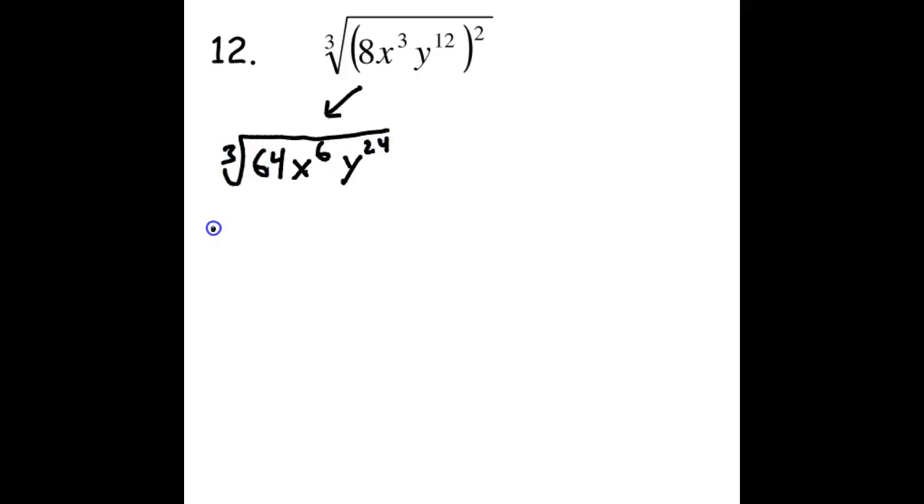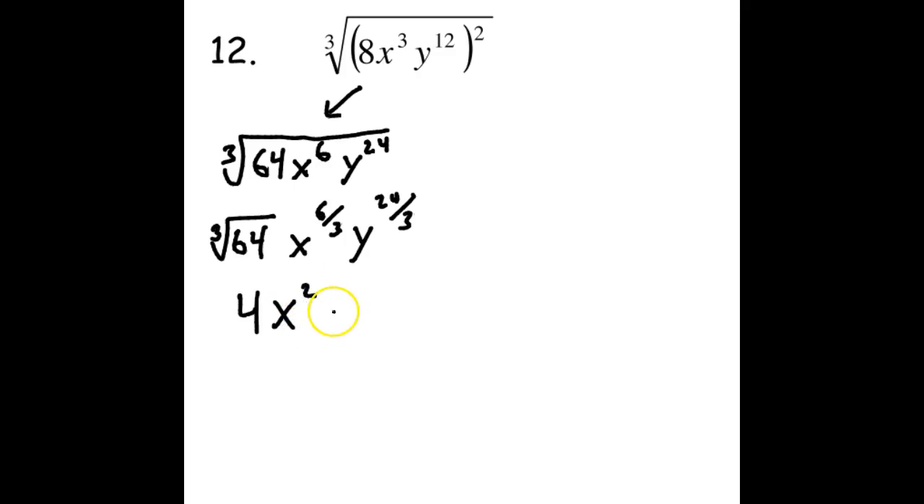Then you can take the cube root of 64, right, and then divide each of the exponents. 6 divided by 3 and 24 divided by 3, the root, divided by 3. Each of these divided by 3. So what times itself 3 times is 64? You get 4. 4 times 4 times 4 is 64. And then 6 divided by 3 is 2. 24 divided by 3 is 8. Okay, so that's one way of doing this.